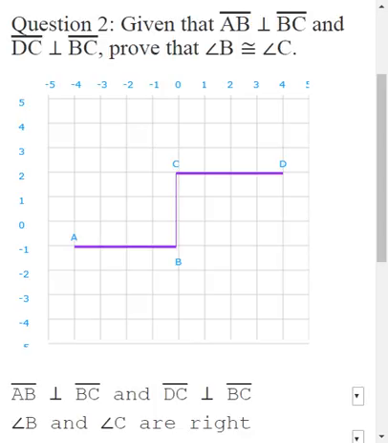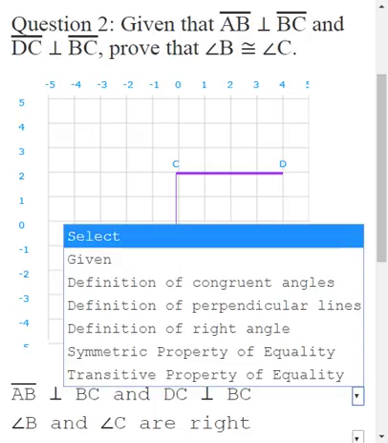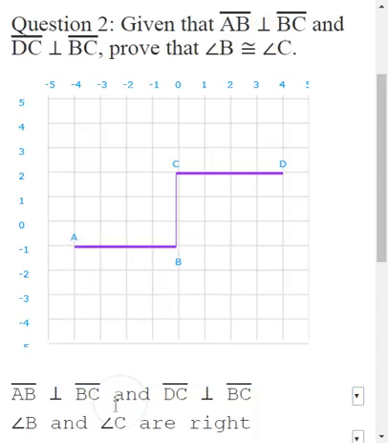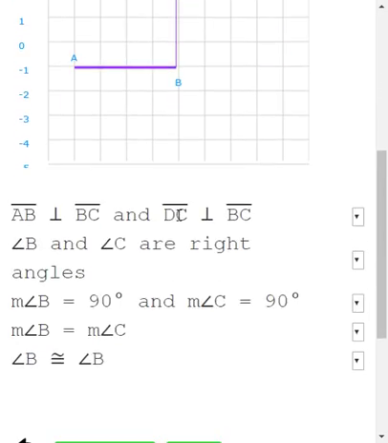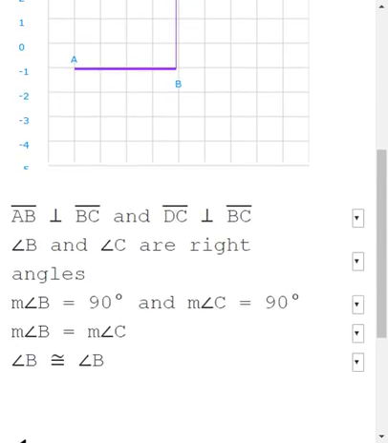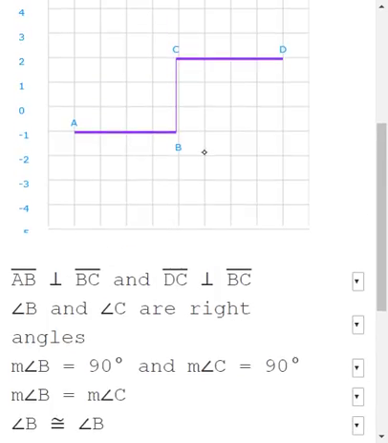First step. AB is perpendicular to BC. DC is perpendicular to BC. How did I know that? Well, I was given those two statements up there. So which of these am I going to pick that says that if I'm given something up there, I'm allowed to use it down here? That's the first step.